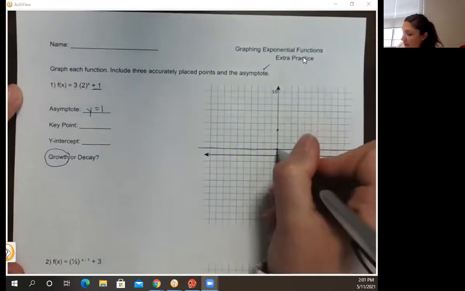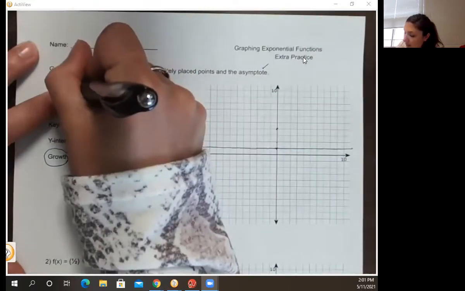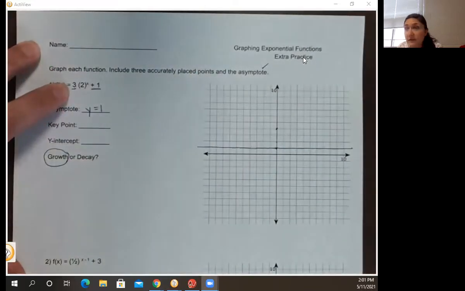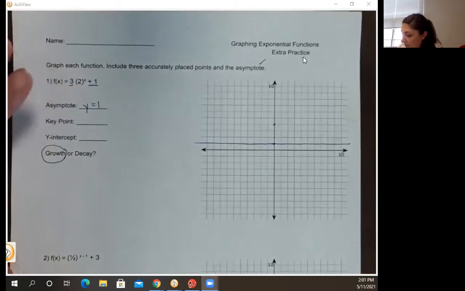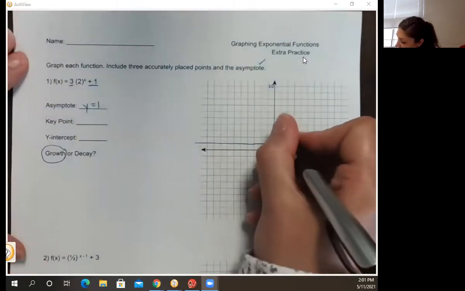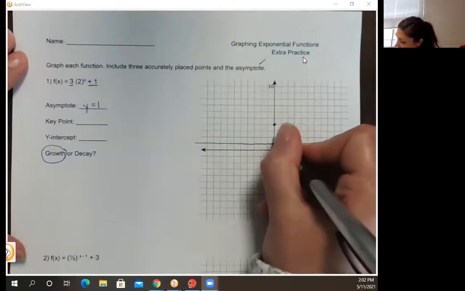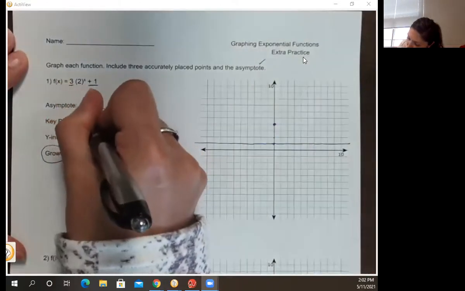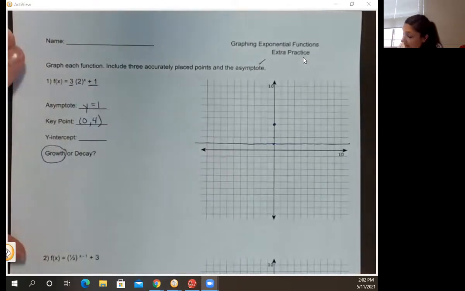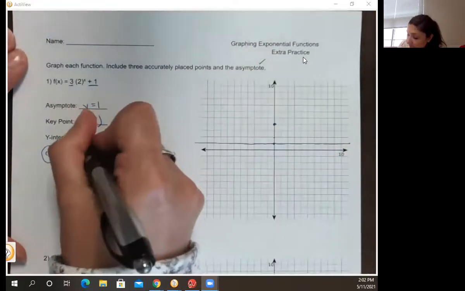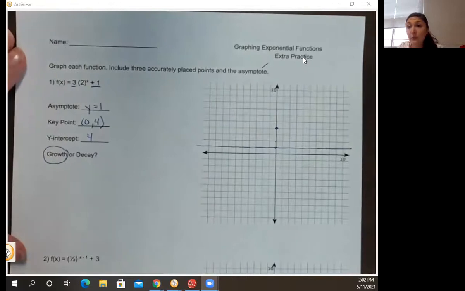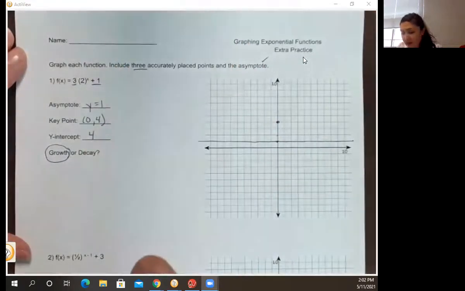Since I'm not going left or right any, that means my key point is right there, right on the y-axis. So I started at the asymptote on the y-axis and I went up 3 spots because I have a 3 in front there as my initial value. So that means my key point would be this point right here. So 1, 2, 3, 4: (0, 4). Since it's on the y-axis, that is also my y-intercept. Your key point won't always be your y-intercept, but in this case it is. And so now I want 3 total points for my graph. I have 1. Let's find some more.